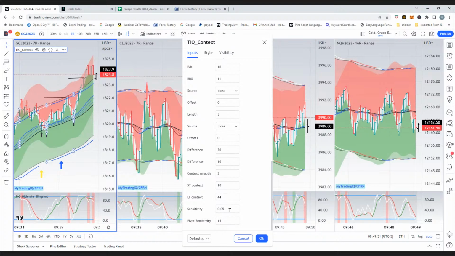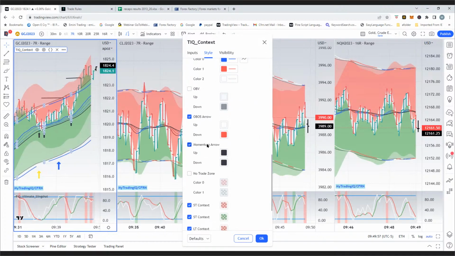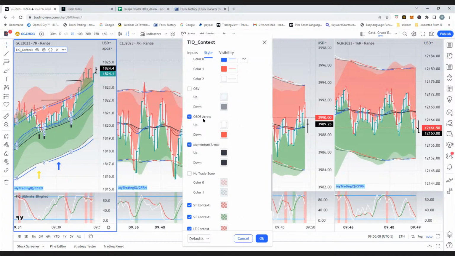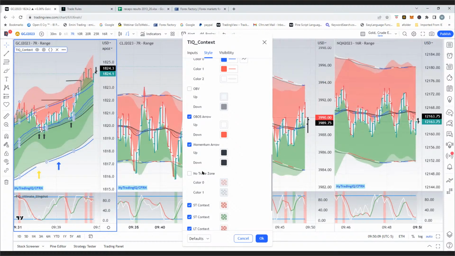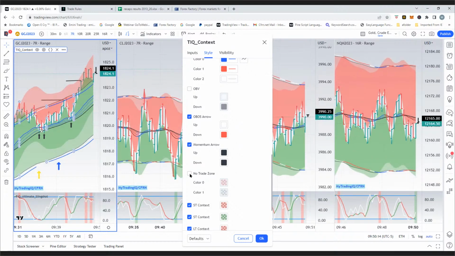To turn the arrows on, you go to style, and it's right here. These are the momentum arrows. This is the bigger arrow, and these are the smaller arrows that lead up to the bigger arrow. This is the no trade zone. If you click the no trade zone, then it highlights an area where, if the trend is flattened out, we probably don't want to trade. The no trade zone is set by the sensitivity. These two things right here are set by the sensitivity.